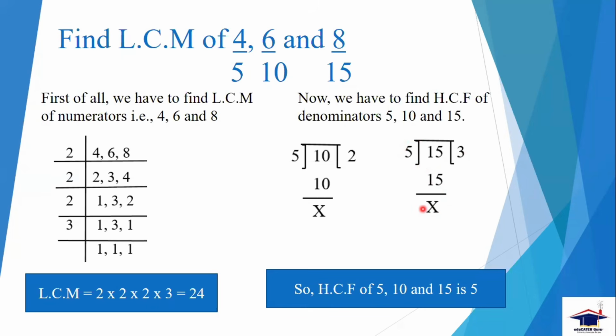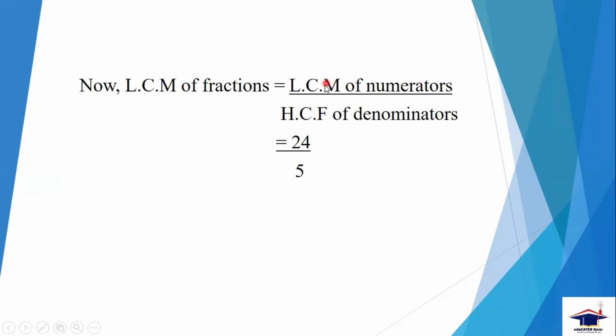So we found both the LCM of the numerators and the HCF of the denominators. Now we find the LCM of the fractions 4 by 5, 6 by 10 and 8 by 15. That is the LCM of the numerators divided by the HCF of the denominators, which is 24 by 5. So the LCM of those three fractions is 24 by 5.